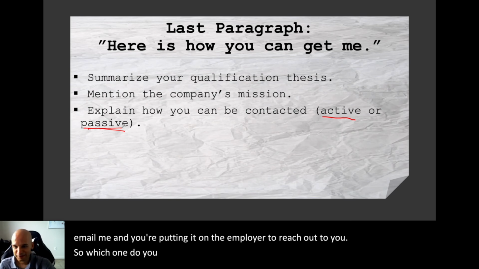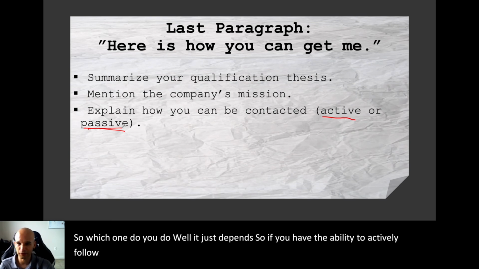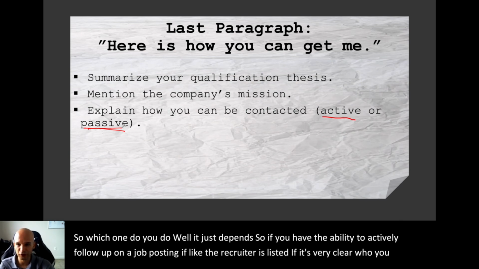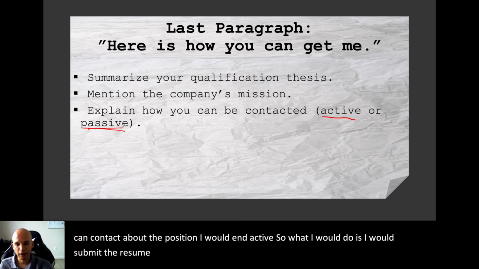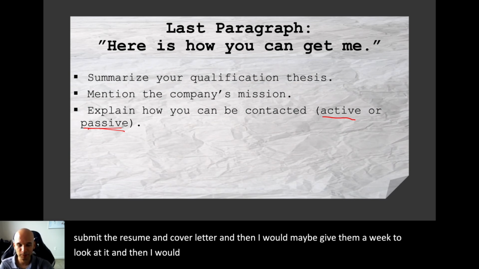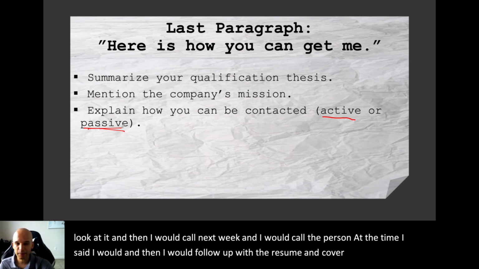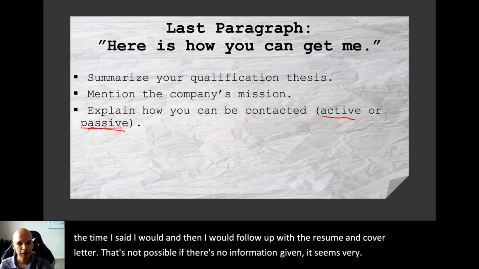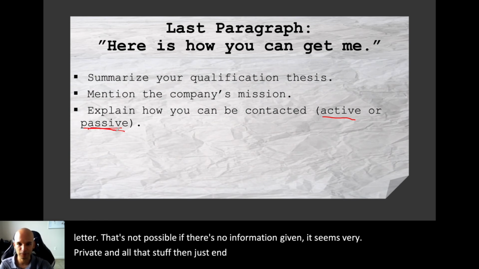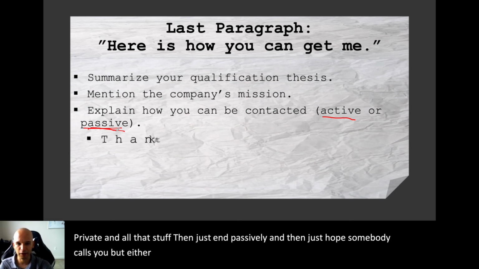Well, it just depends. If you have the ability to actively follow up on a job posting, like if the recruiter is listed, if it's very clear who you can contact about the position, I would end active. So what I would do is submit the resume and cover letter, and then give them a week to look at it, and then I would call the next week, call the person at the time I said I would, and follow up with the resume and cover letter. If that's not possible, if there's no information given, it seems very private and all that stuff, then just end passively and hope somebody calls you. But either way, you've got to explain that in the closing.